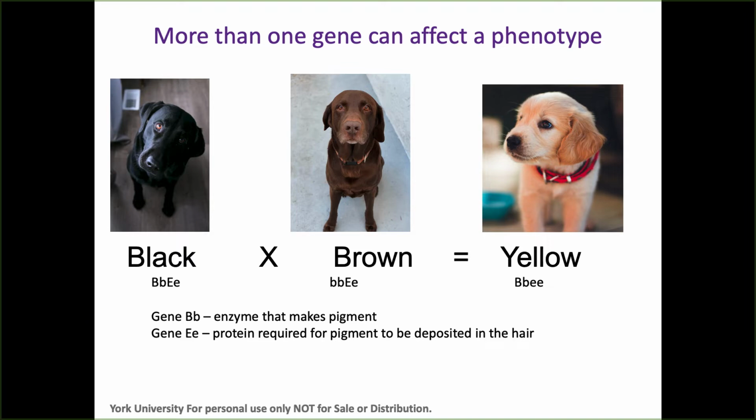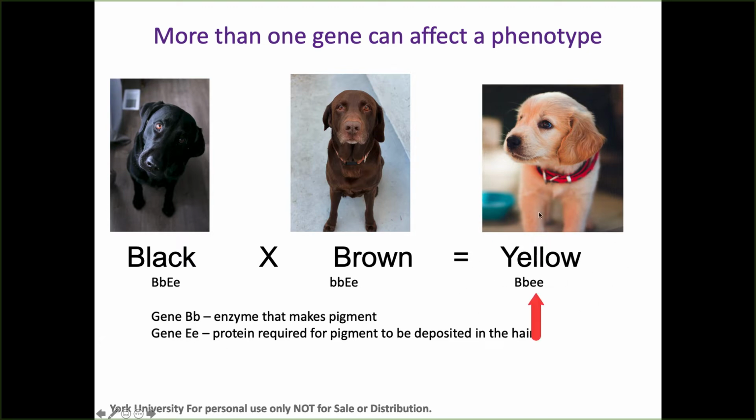There's a second gene, however, which is known as the E gene, and this codes for a protein which is involved in pigment deposition. The dominant E allele codes for a protein which is required in order to ensure that pigment is actually deposited in the hair. The recessive e allele codes for a protein which is poorly functional or non-functional, and the result is that very little pigment can be deposited in the hair when individuals are homozygous for the recessive e allele.